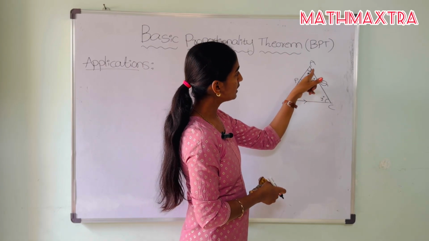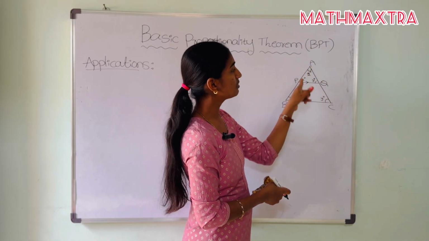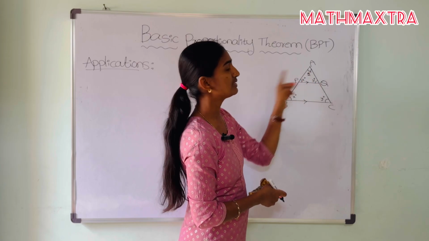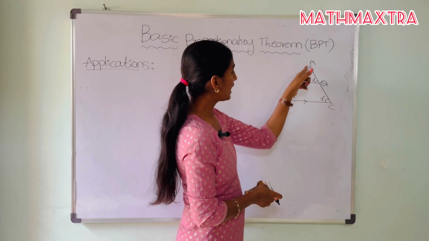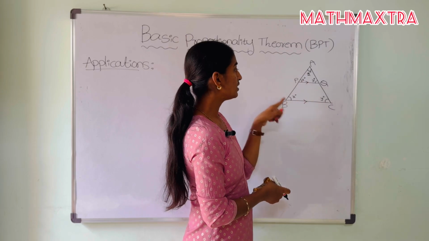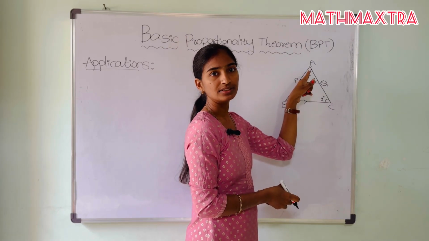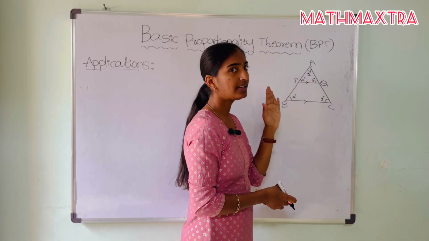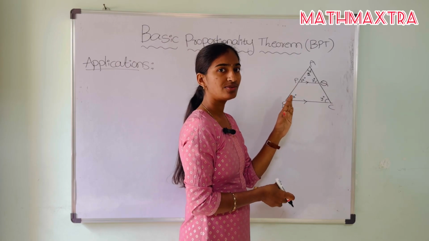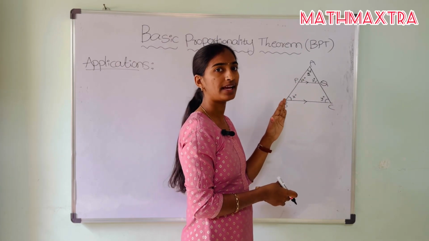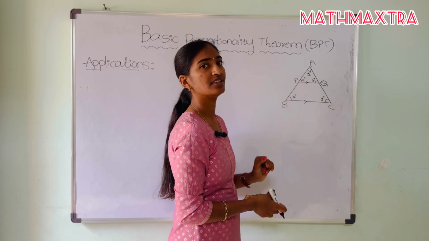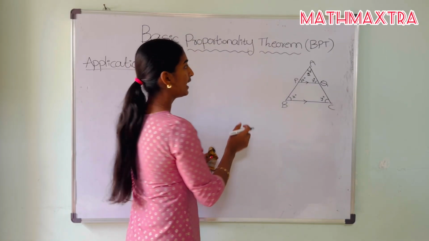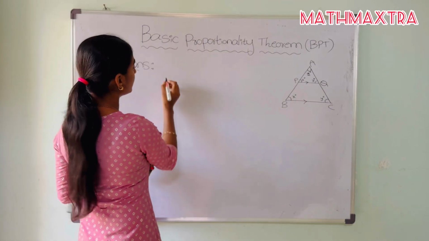See, in triangle APQ, what are the angles? x degrees, y degrees, z degrees. What are the angles in ABC? Those are also x degrees, y degrees, z degrees. So from the angle axiom, what can you say? These two triangles are similar to each other. Yes. So we'll write the similarity of the two triangles.